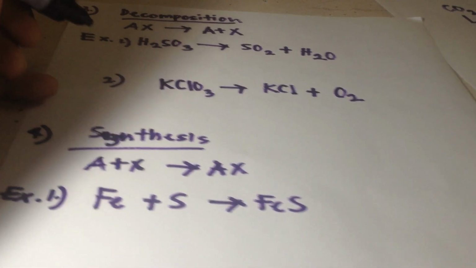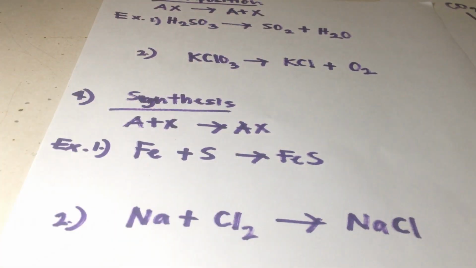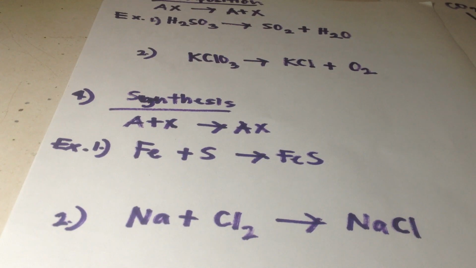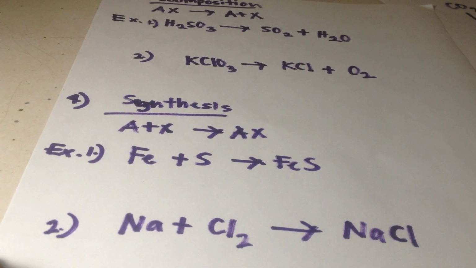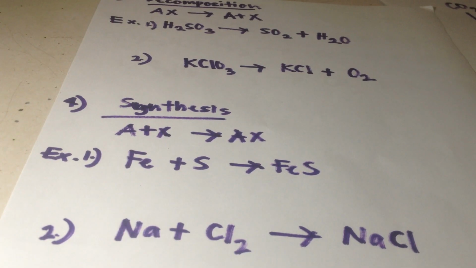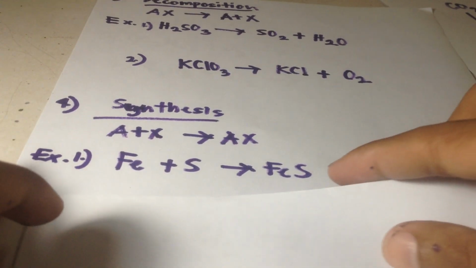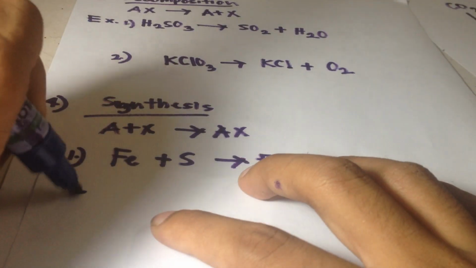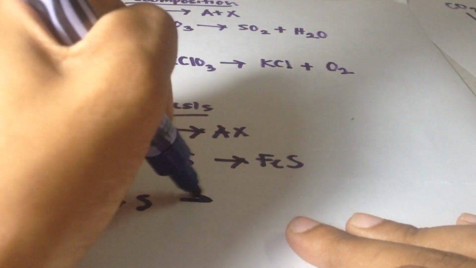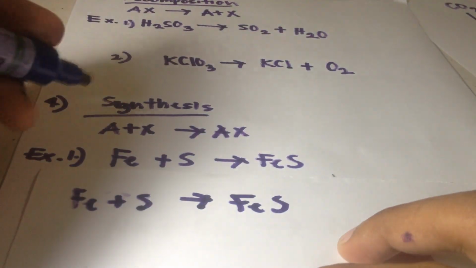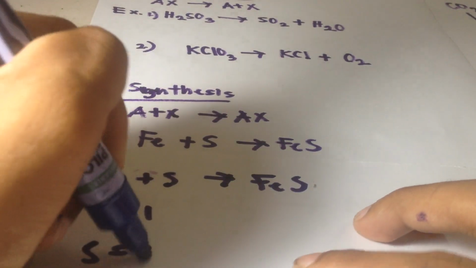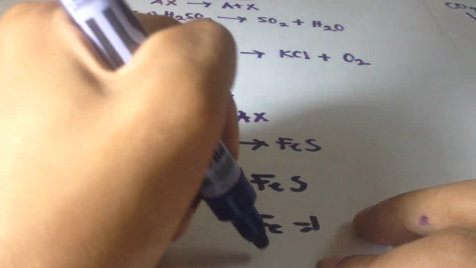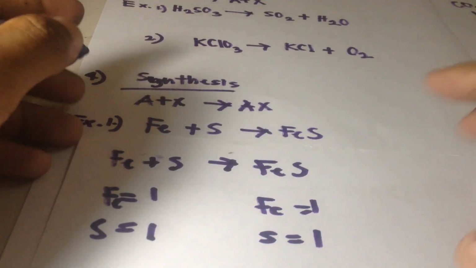Okay, how about number 4? Synthesis reaction. Alright, in synthesis, A plus X reacts to AX. So in number 1, iron plus sulfur reacts to iron sulfide. Iron has a 1 subscript, and sulfur has a 1 subscript. And iron has a 1 subscript, sulfur has a 1 subscript. So they are balanced.